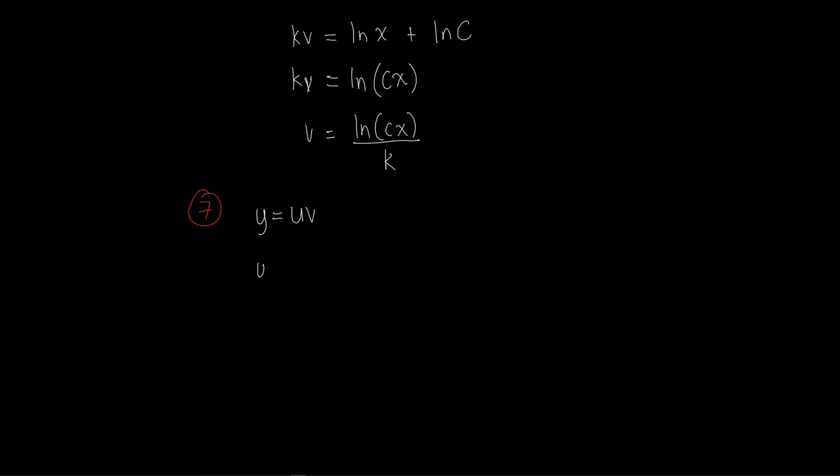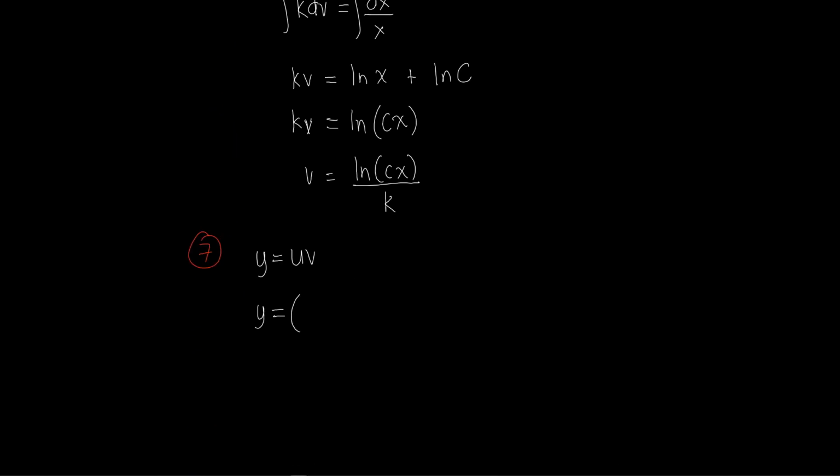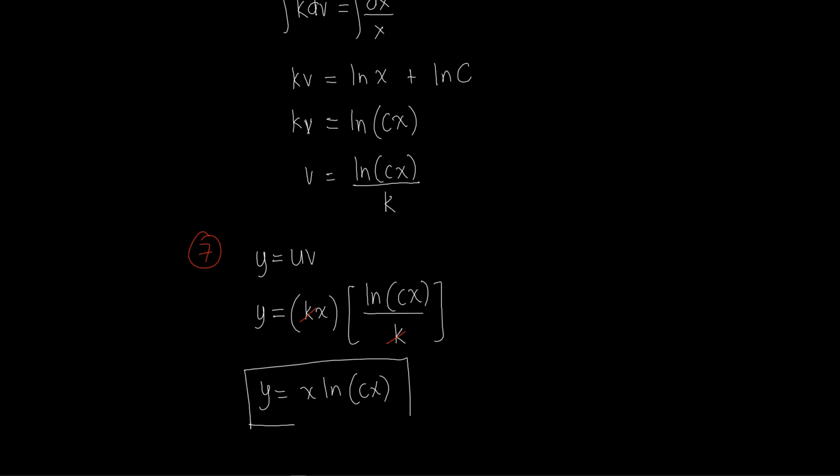What is our u? U is kx. Our v is ln cx over k. The k will cancel out. So what's left is y is equal to x ln cx. And that is your solution.